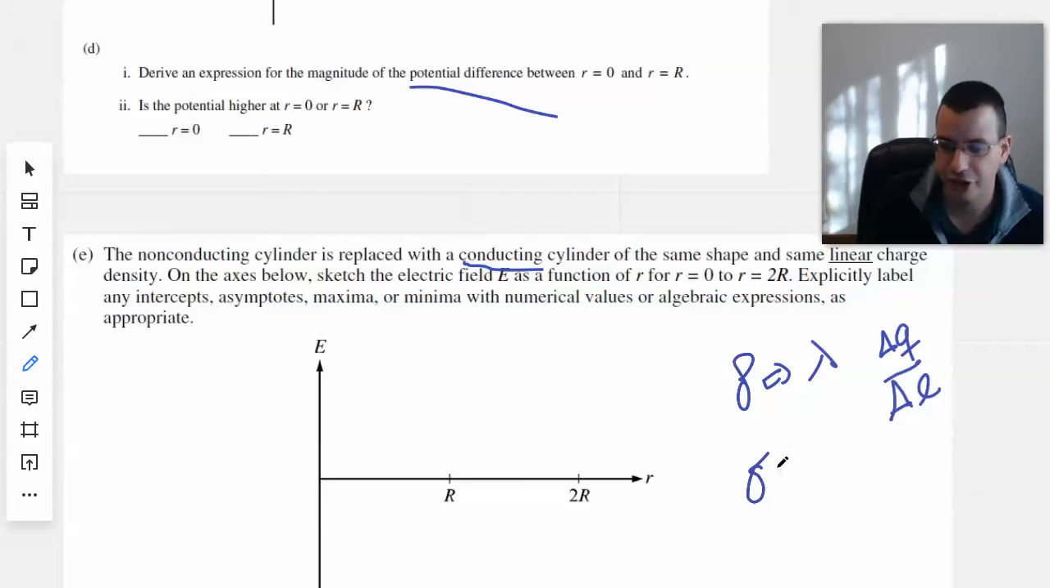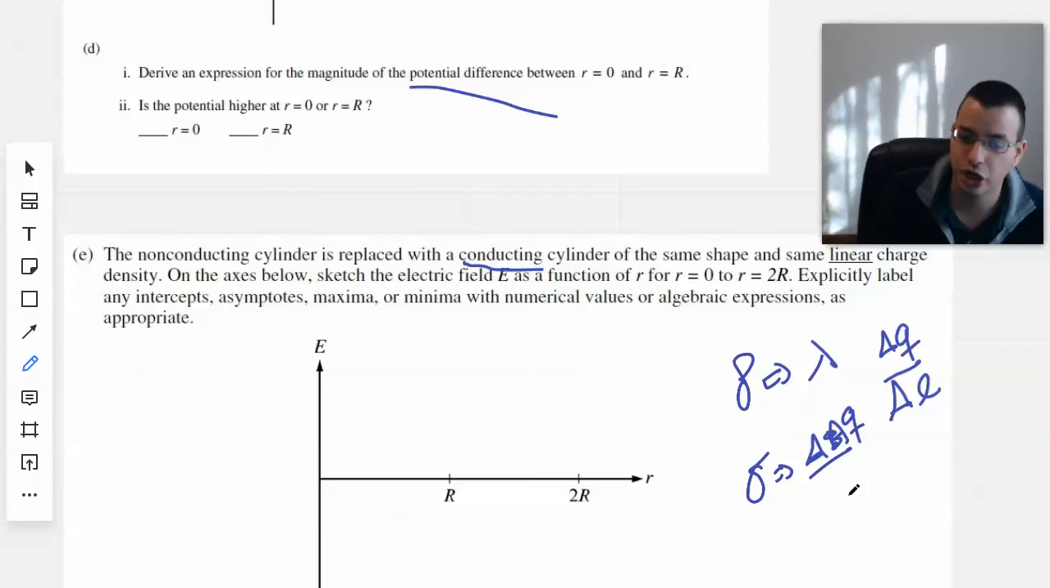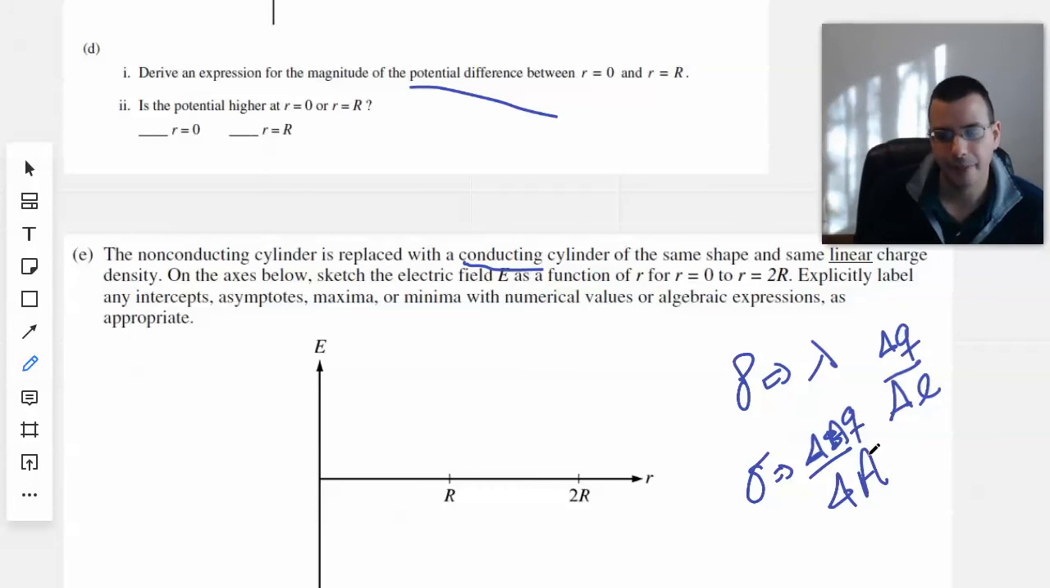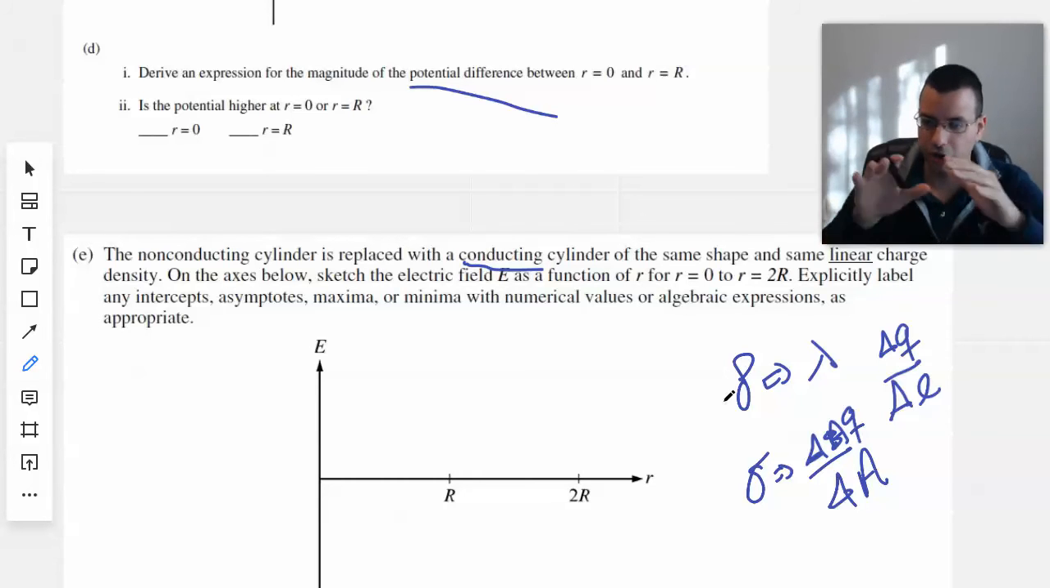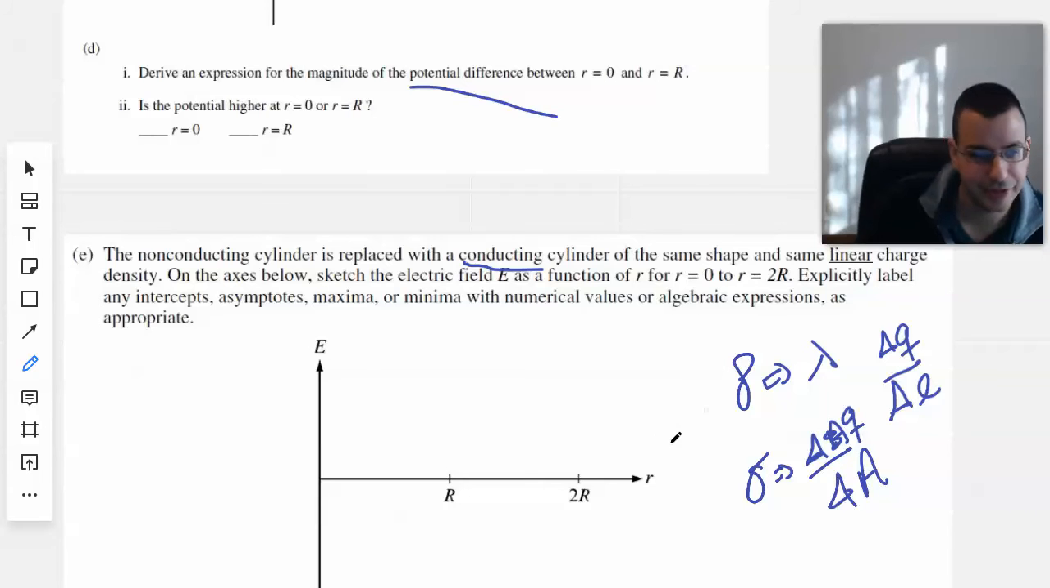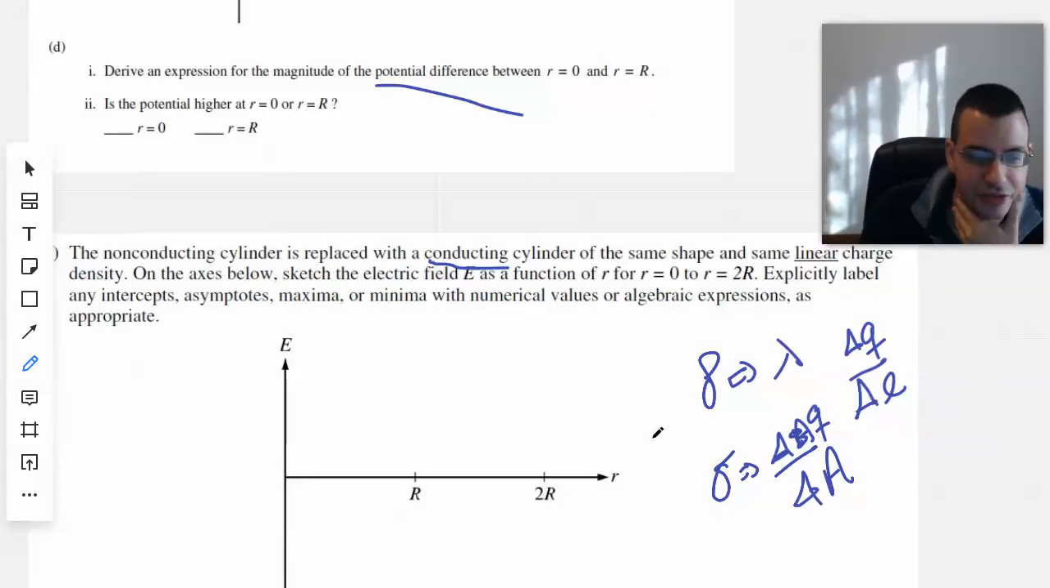So they could give us a sigma, surface charge density, which would be a small charge for a small change in area. But they can't give us a rho, because rho would be 0, because of the skin effect, the volumetric density would be practically 0 throughout the entire cylinder with all the charge on the surface. On the axis below, sketch the electric field as a function of r, for r equals R, explicitly label any intercepts.